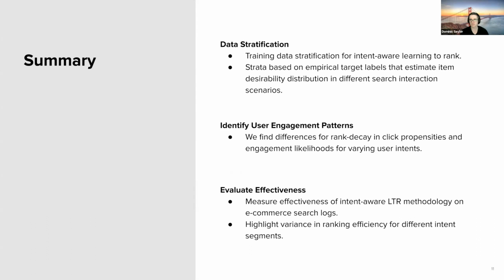In summary, we talked about how we can stratify our training data to make it intent aware in our learning to rank task. And we propose to choose the strata based on the empirical target labels, which estimate the item desirability distributions in different search interaction scenarios. We identified different user engagement patterns where we find differences in the rank decay in click propensities and also engagement likelihoods for varying user intents. Then we evaluate the effectiveness of our methodology, and we measure this on e-commerce search logs, where we divide our tests into browse and search result pages as a proxy for search intent. And then also we highlight the variance in the ranking efficiency for these different intent segments.